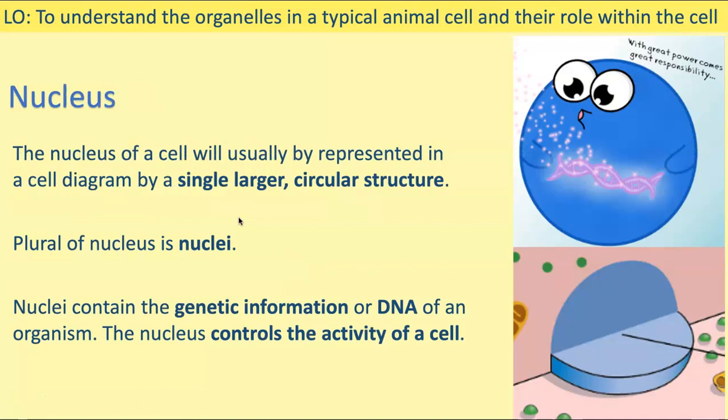Finally, we've got the nucleus. The nucleus of a cell will usually be represented in a cell diagram by a single larger circular structure. So there will only be one nucleus within the cell, and it's usually quite a lot larger than all of the other organelles. The plural of nucleus is nuclei. Nuclei contain genetic information, or DNA, of an organism, and the nucleus controls the activity of the cell.